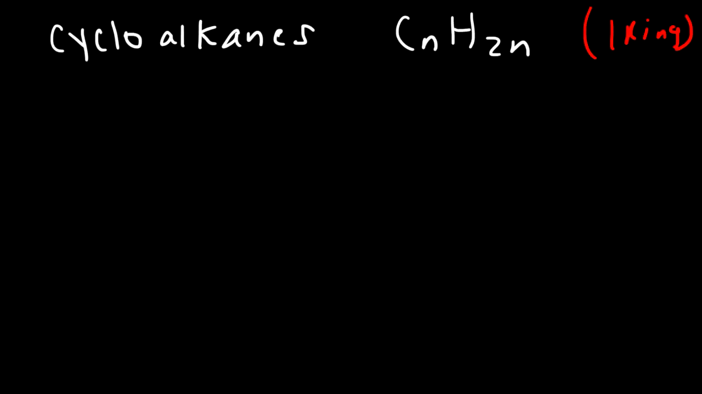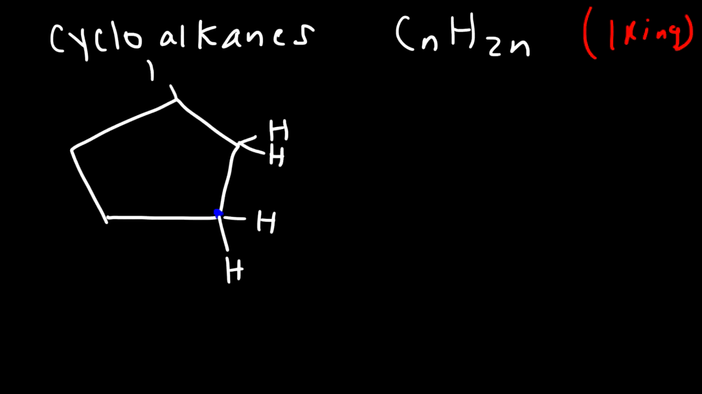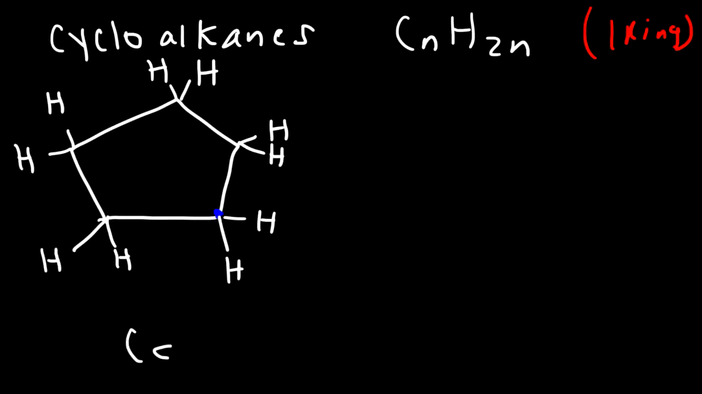So a good example will be cyclopentane, C5H10. Now, carbon can only form 4 bonds, and every carbon atom is attached to 2 other carbon atoms. So there's only space for 2 hydrogen atoms on each carbon. And so in this molecule, we have a total of 5 carbon atoms and 10 hydrogen atoms. So it's C5H10.